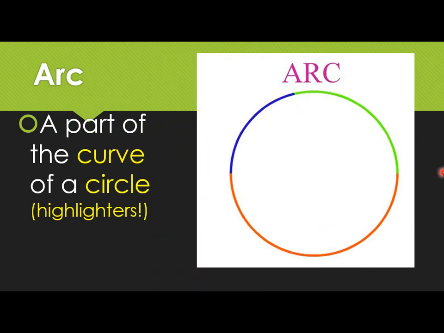All right, use your highlighter definitely. And just draw that circle and then highlight just parts of it, different colors. Those little highlighted parts are called arcs. An arc is the part of the curve of a circle. Okay, we have 3 types of arcs. We have little arcs, big arcs, and we have halfway arcs. They all have names. An arc is the part of the curve of a circle.